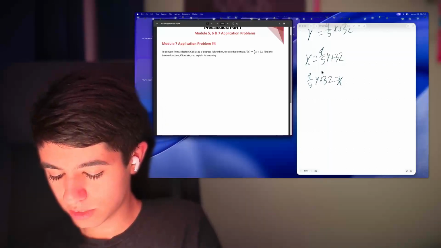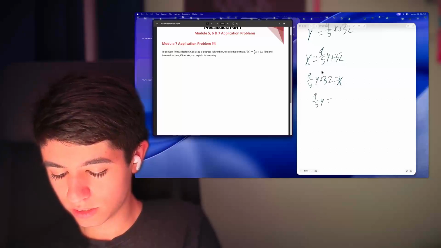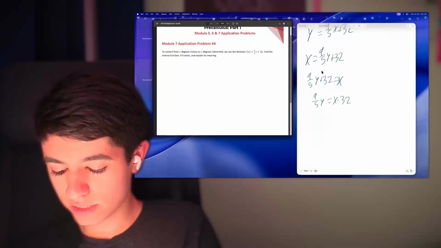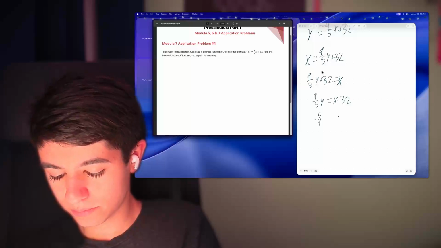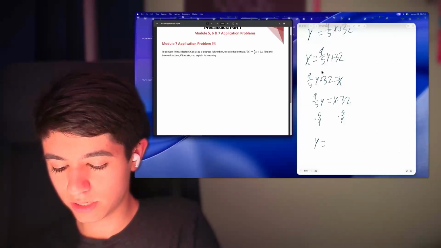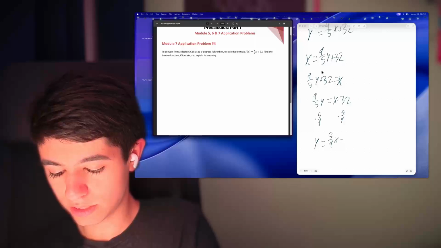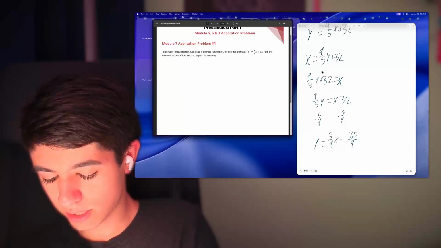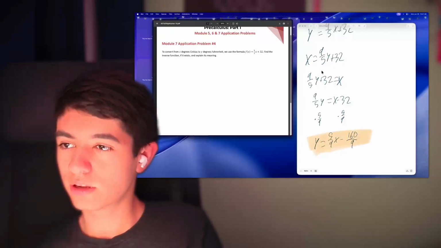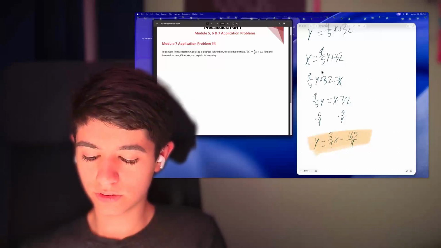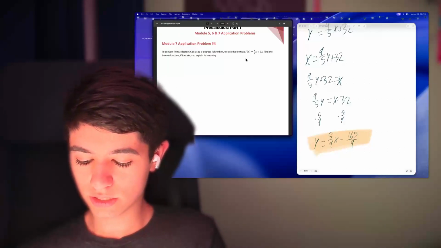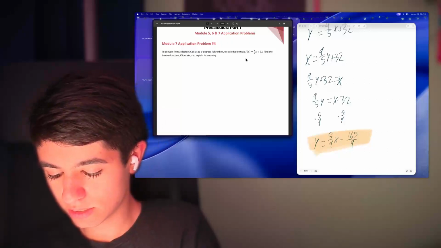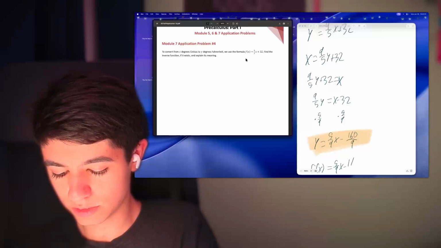Let's subtract 32 from both sides. So it is 9 over 5y equals x minus 32. Now let's multiply both sides by 5 over 9. So we get y equals 5 over 9x minus 32 times 5, which is 160. So 160 over 9. So that is going to be our final answer for the inverse function of the formula given here. We can even rewrite this as f of x equals 5 over 9x minus 160 over 9.